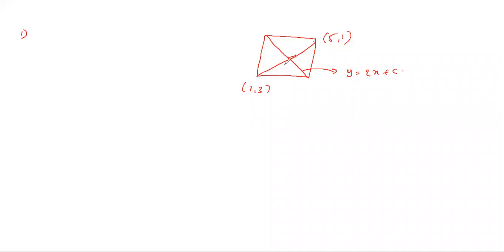What is the given? So what is the point? y = 2x + c. The point (3, 2) lies on the line also. So 2 = 2 × 3 + c, which is 6 + c. So c equals minus 4.